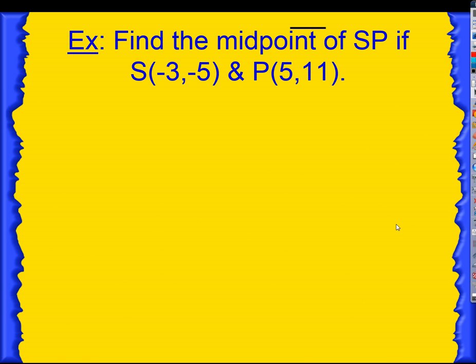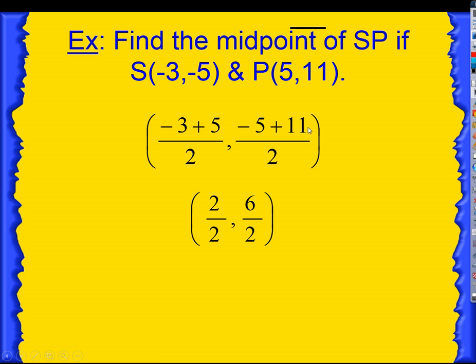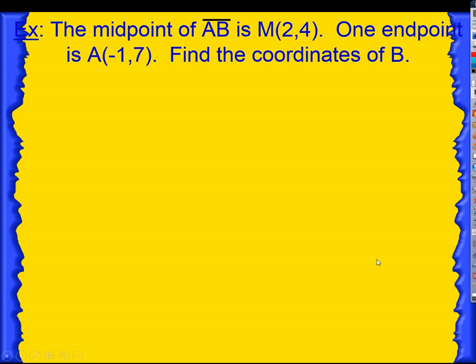Okay, here's the example we just looked at, right? That's what we did. -3 plus 5 over 2 is just 2 over 2. -5 plus 11 is 6 over 2. So we get the answer 1, 3, right? Okay, what about this one? It seems a little tricky. Now they're telling us that the midpoint of segment AB is M, and they're telling us the coordinates of M. One endpoint is A, and it has these coordinates. They want us to find the coordinates of B.